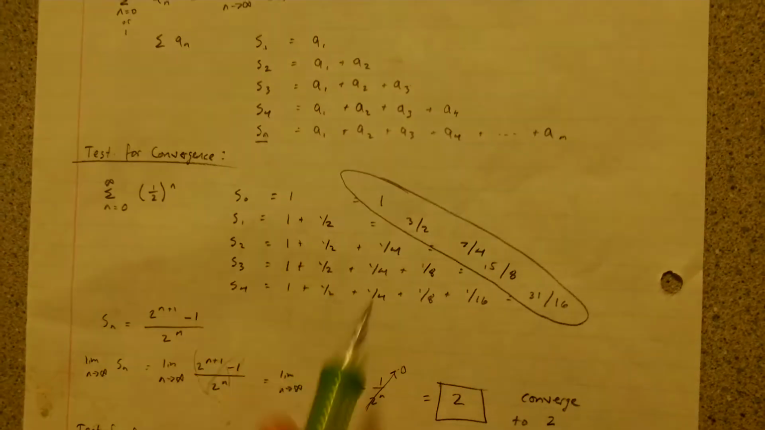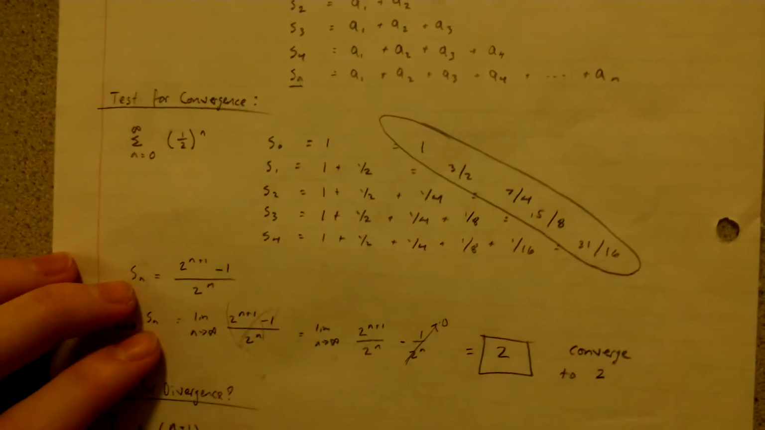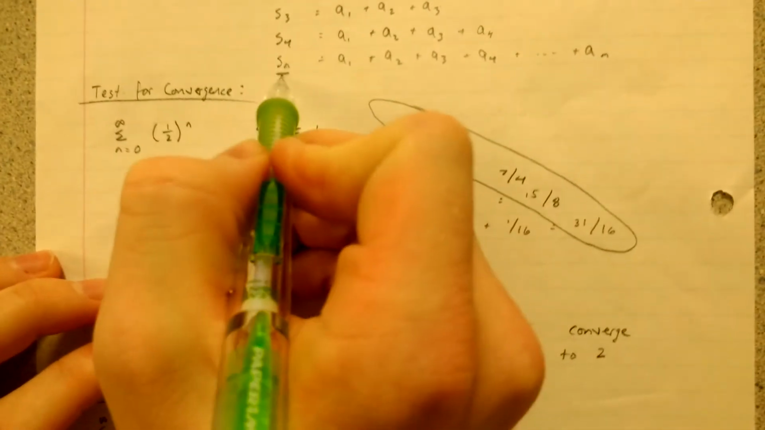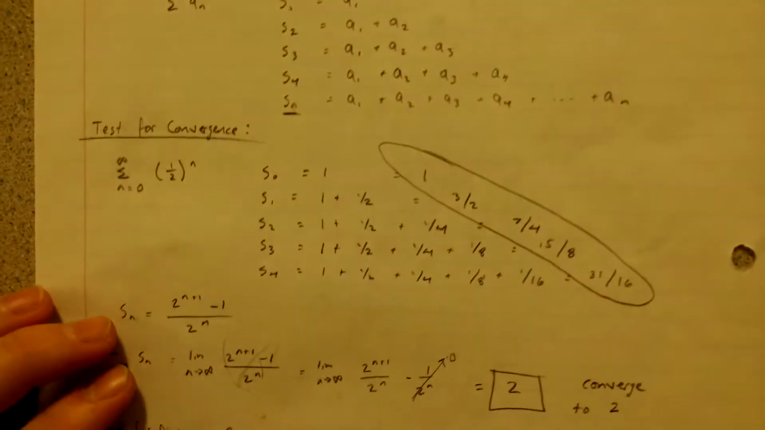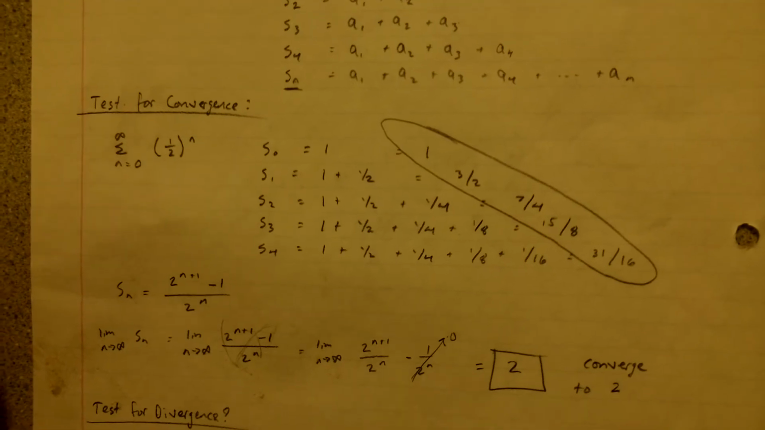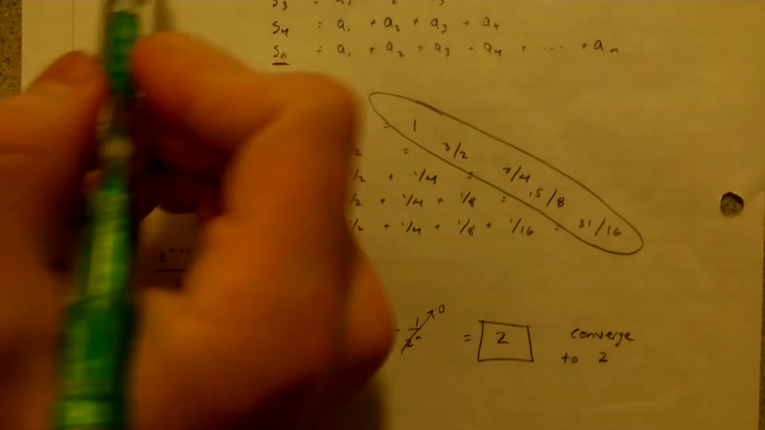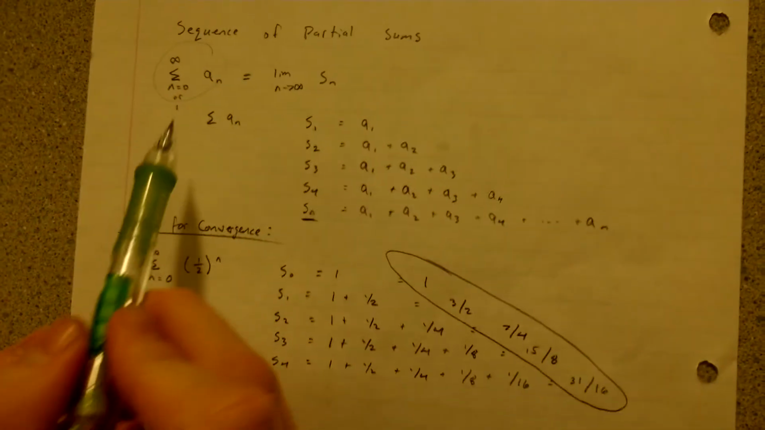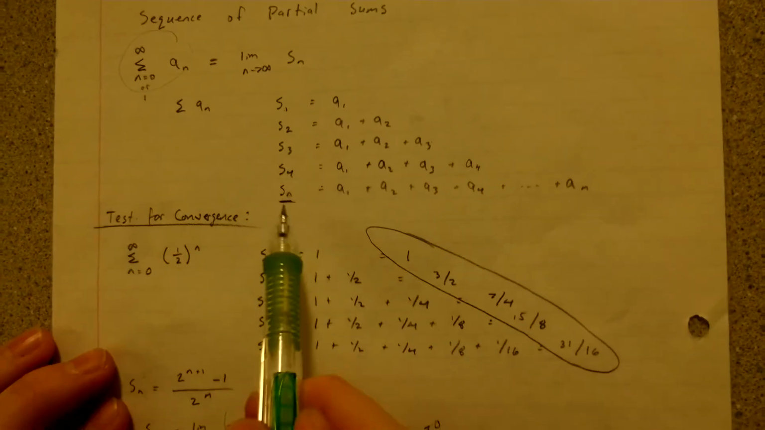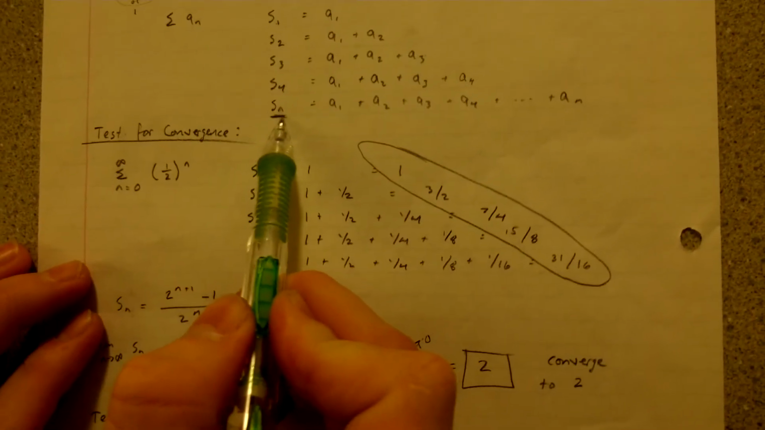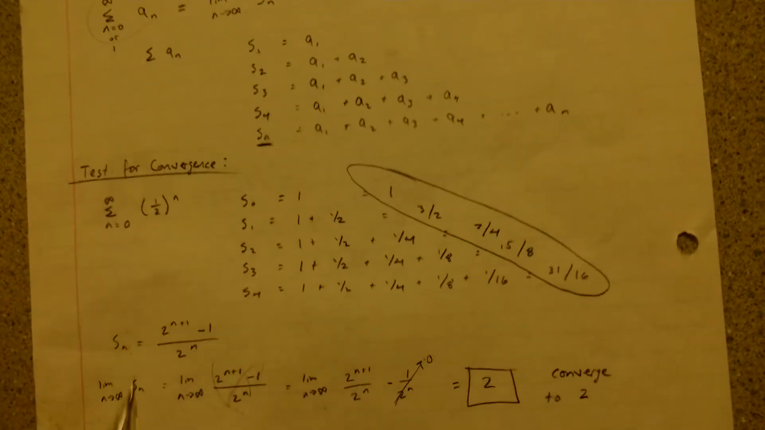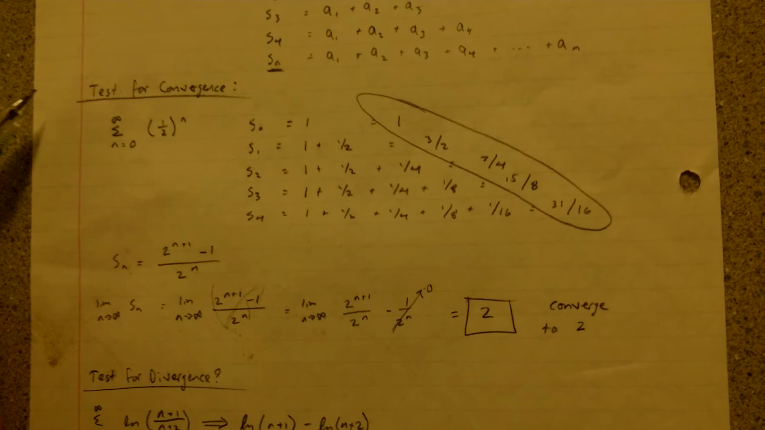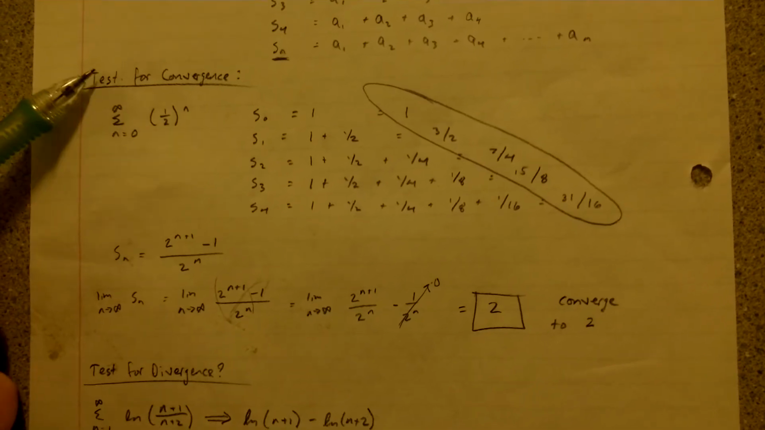And so we can find this formula for basically any series, and if we evaluate the limit of s sub n and say that the limit of s sub n converges to a finite number, then we know that the series will converge to that finite number. If the limit of s sub n diverges, we know the series will diverge. So there are two different sides to this test. The first is the test for convergence.